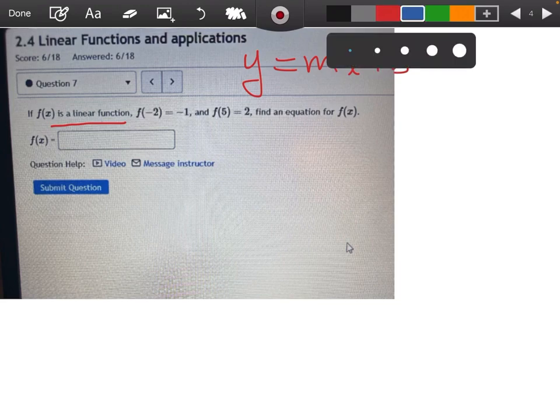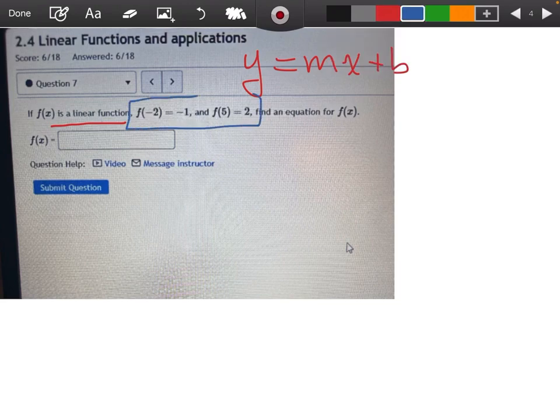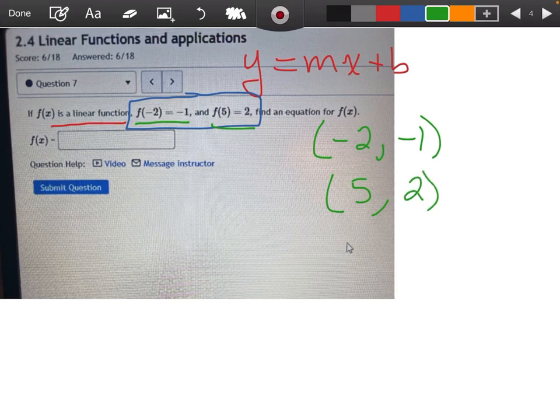Now, the other thing I wanted to point out, y'all, the way they've given us the values like this, just as a reminder, my friends, let's take a look. The first one here, f of negative 2 is negative 1. That means that when x is negative 2, y is negative 1. And f of 5 equals 2 means when x is 5, y is 2. So let's do this, y'all. Let's call this x1 and y1. Let's call this x2 and y2.